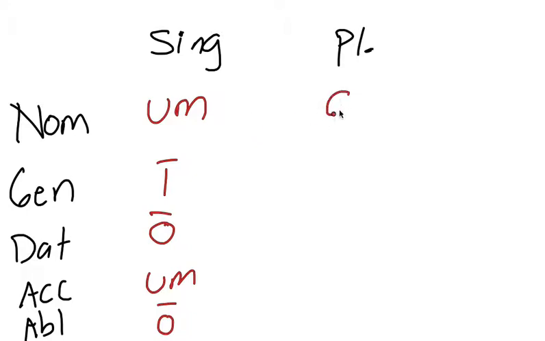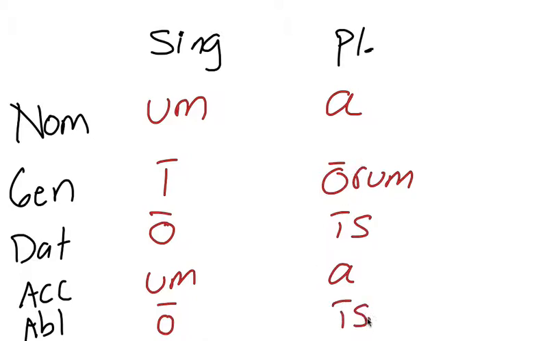Okay, nominative plural ends in an A, so that's a big change. And then genitive plural is -orum, same as masculine. Dative is -is, accusative so another A. And then ablative is -is.